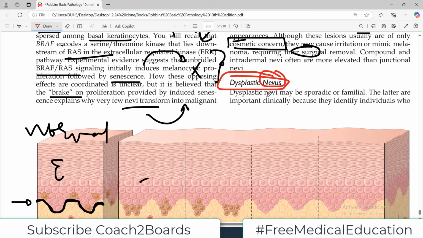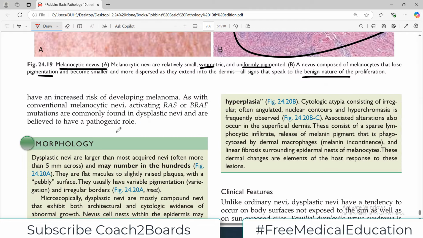But now dysplastic nevi, which may be sporadic, which means they appear suddenly, or they may be familial, which means you can have them from your hereditary stuff. The latter, the familial, are important clinically because these are in individuals who have an increased risk of developing a melanoma. So if you are taking it from your genes, then there are chances that these dysplastic nevi may develop into a melanoma.